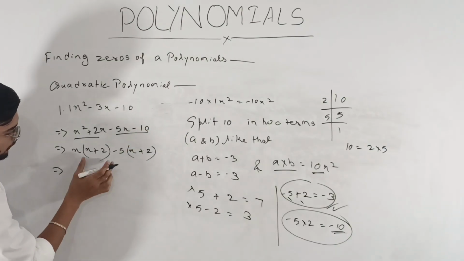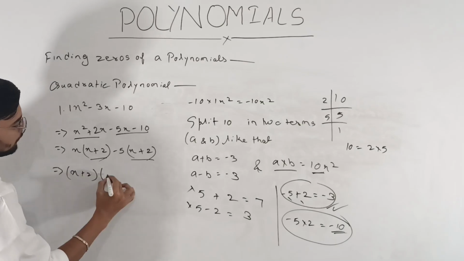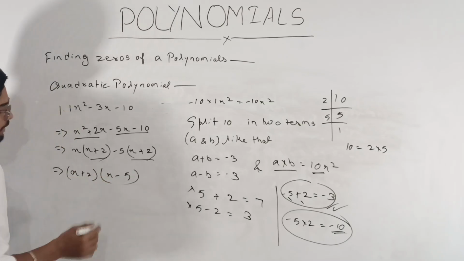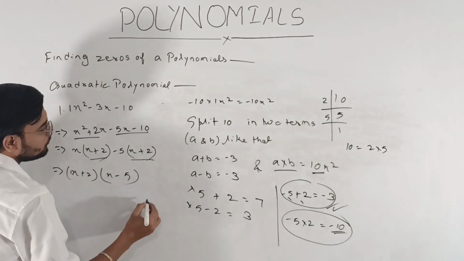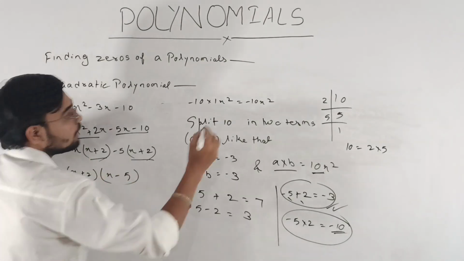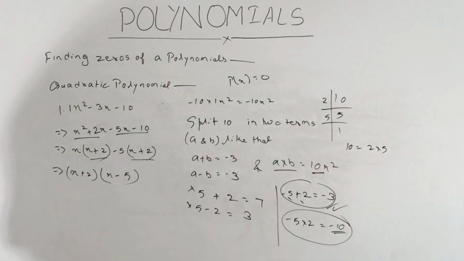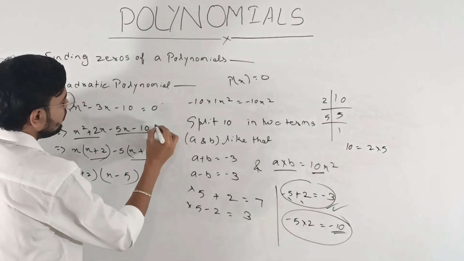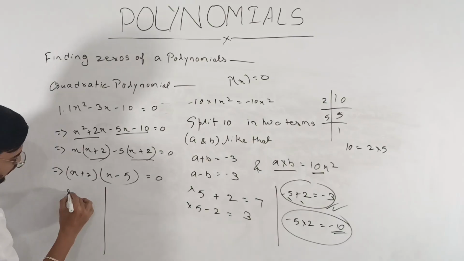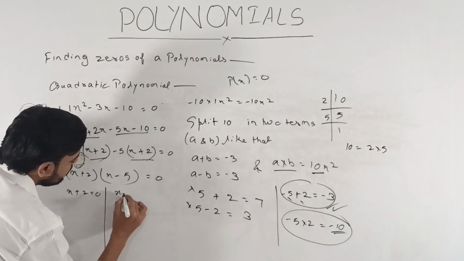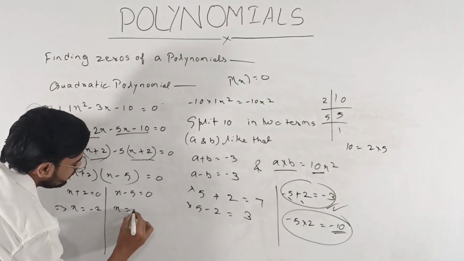Okay, now look, x plus 2 is common. So I write x plus 2. Then what we left? Here we left x, and here we left minus 5. Now after factorization we get x plus 2 and x minus 5. Now for zeros, what we do? For zeros, first step we do polynomial p(x) equal to 0. Now first we check x plus 2 is equal to 0, and in other x minus 5 is equal to 0. Now from here x is minus 2, and from here x is 5.